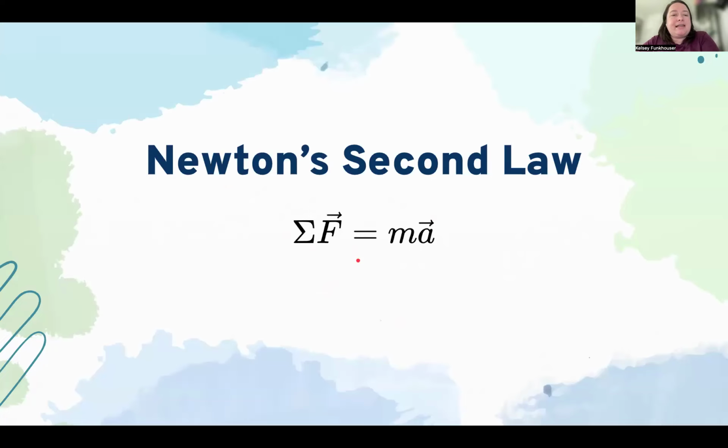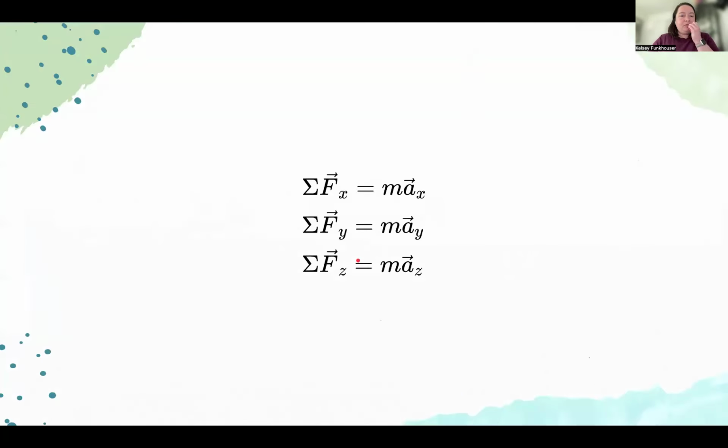That brings us to Newton's second law. Newton's second law says that the vector sum of the forces acting on an object is equal to the mass of the object times the acceleration of the object. This is true for the vector components as well.